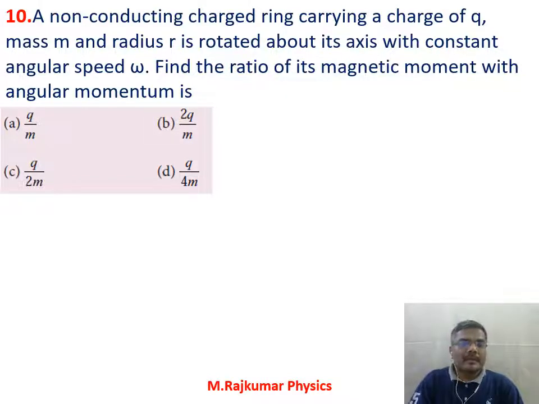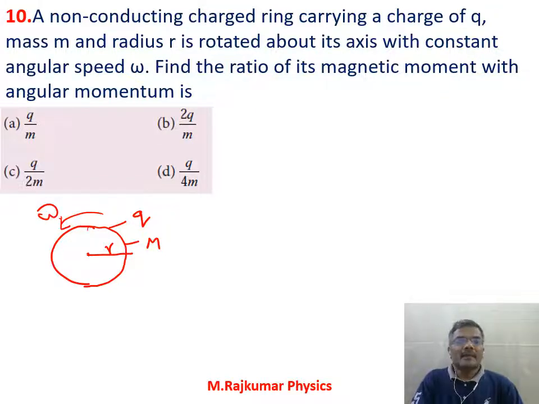See, what is given in this problem: there is a ring like this. It is a non-conducting ring, but it is having a charge of q, and it is having a mass of m. And it has a radius of r. This is the condition of this ring, and this ring is rotated in this direction, either clockwise or anti-clockwise, with an angular speed of omega.